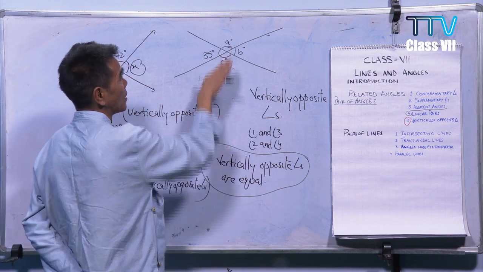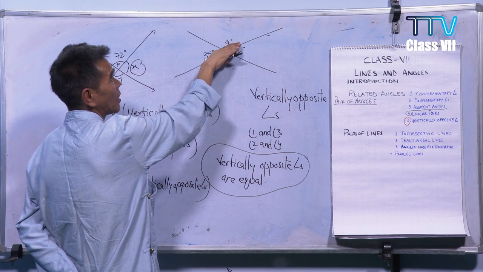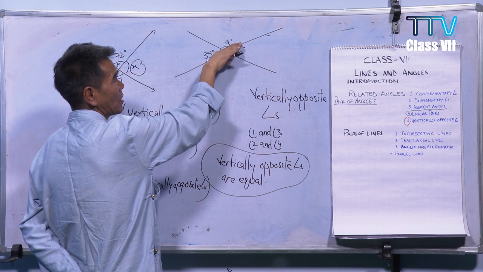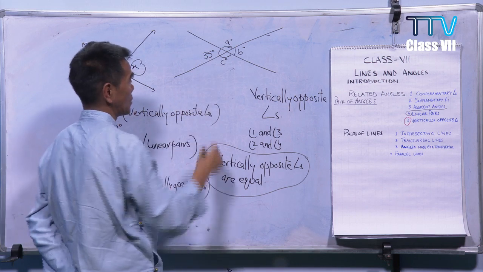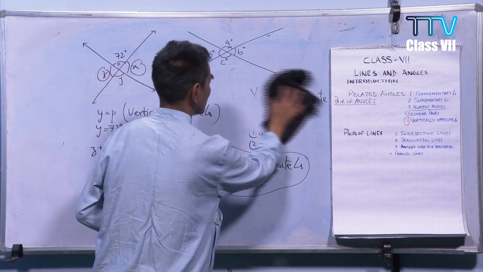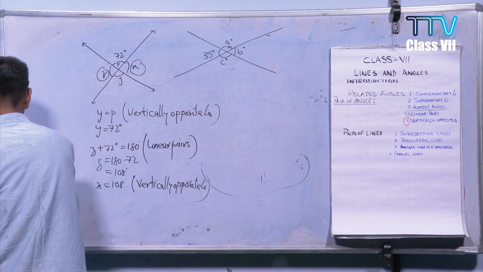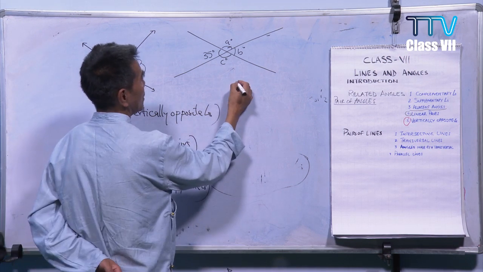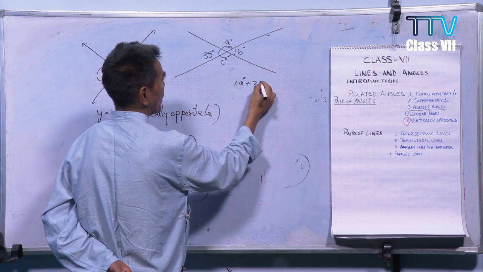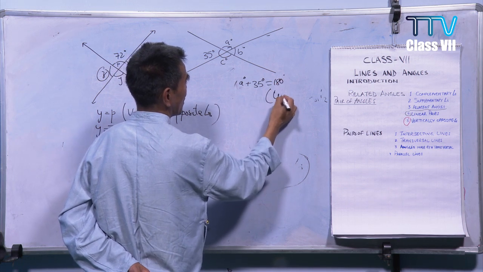On a straight line, A and 35 degrees form a linear pair, adjacent angles. So angle A plus 35 degrees is equal to 180 degrees because of linear pair.